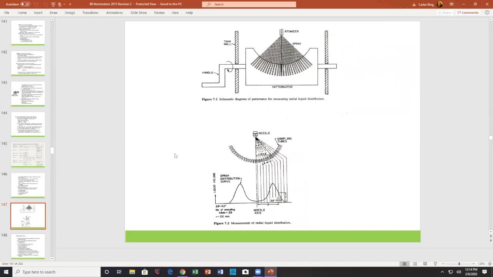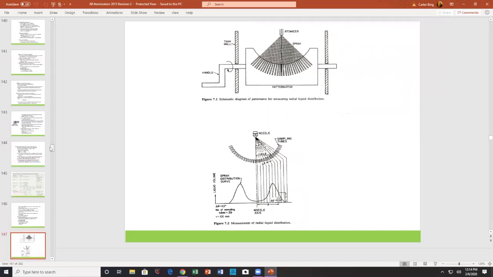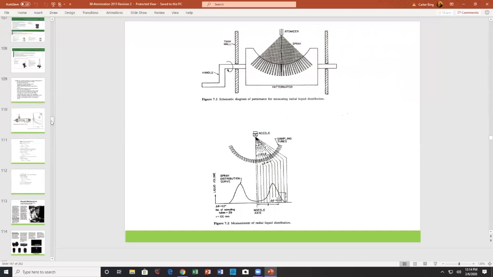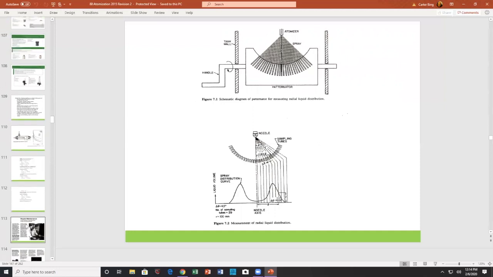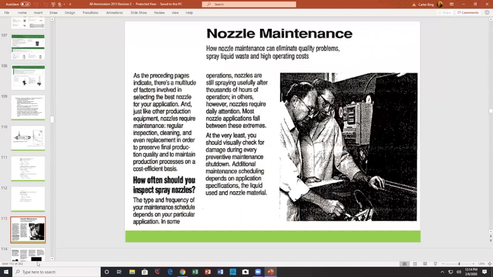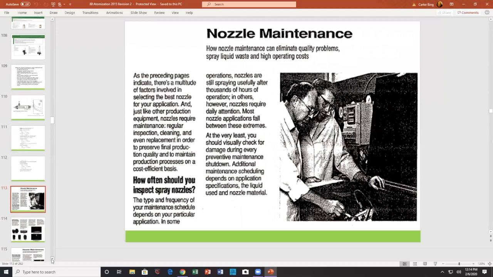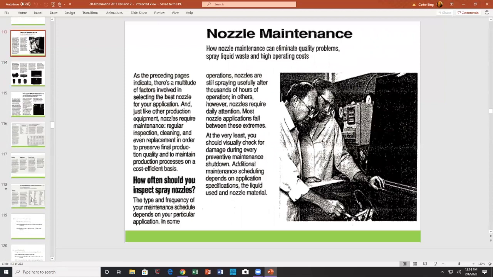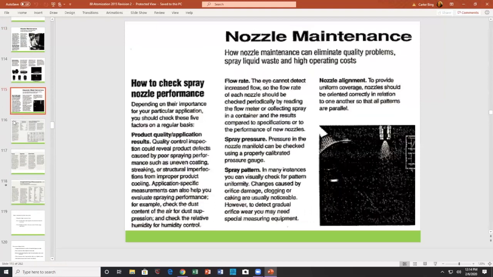If you got poor performance... anyway, let's go back to where we were. Here we go. So everybody gets a padinator. Okay, again, flow rate and pressure drop give you the flow number, spray pattern from the padinator, and nozzle alignment.